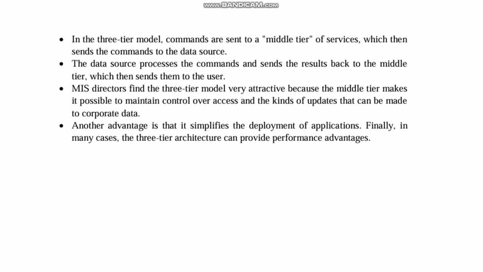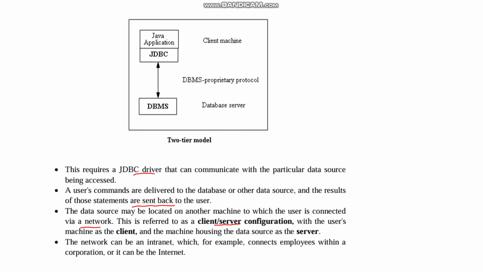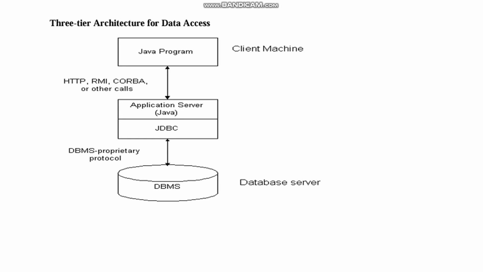Here, in the three-tier model, the commands are sent to the middle tier of services, which then sends the commands to the data source here. In the previous case, the Java application directly communicated with the database here. But now the Java application program will send to the middleware software here. It sends the commands to the middleware server. The middleware server sends the commands to the DBMS here.